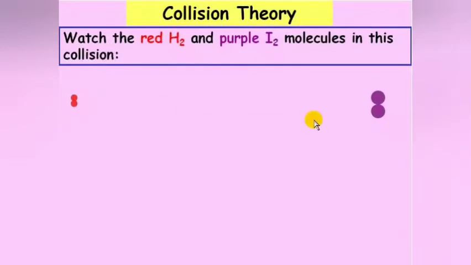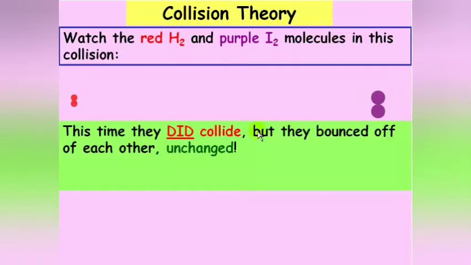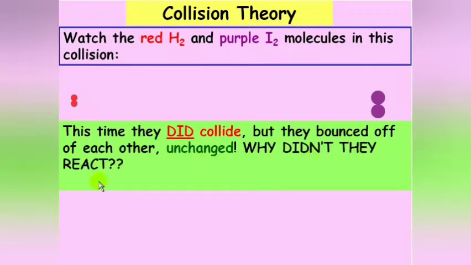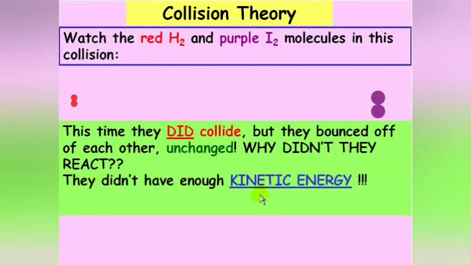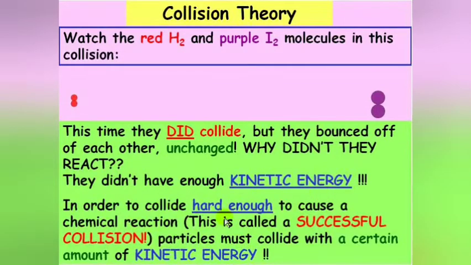So does that mean they'll react every time they do collide? Okay, let's watch these molecules as they approach each other this time. This time they did collide, but they didn't react. They bounced off each other unchanged. So why didn't they react? Well, it's because they didn't have enough kinetic energy, or energy of motion, to collide hard enough to cause a chemical reaction, which, by the way, is called a successful collision.